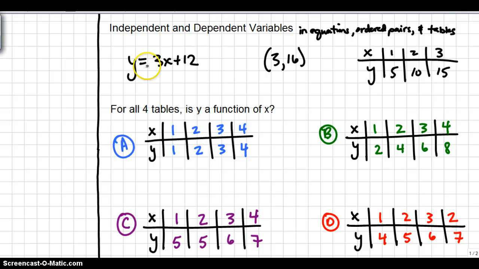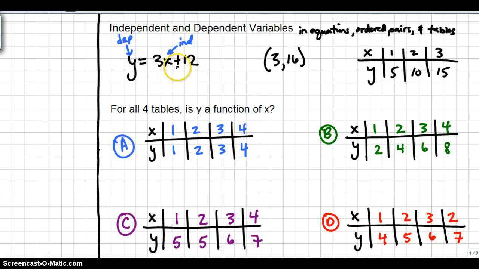Let's next look at independent and dependent variables as it relates to equations, ordered pairs, and tables. If we're working with just a basic equation, it's pretty clear to see that the x and the y variables are there. And so most students are comfortable with the x being the independent variable and the y being the dependent. I'm using abbreviations here just for time's sake.